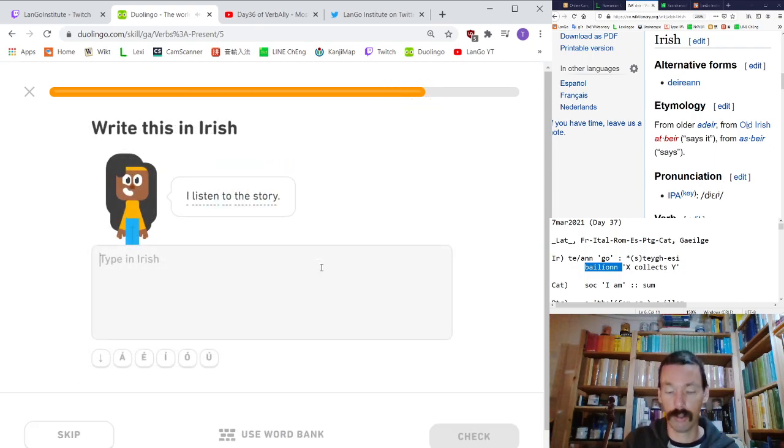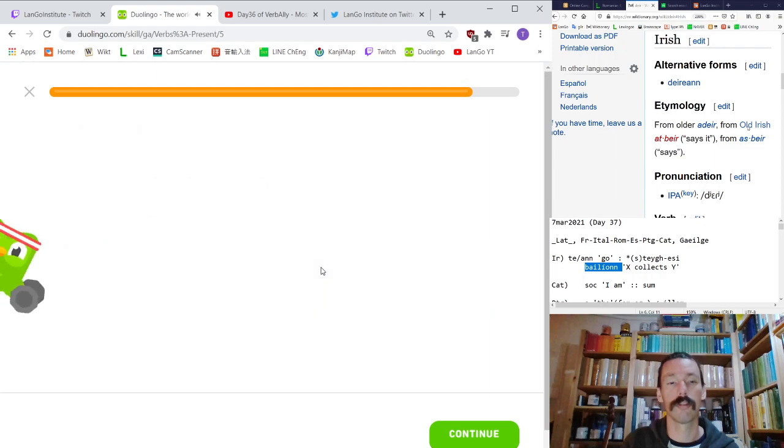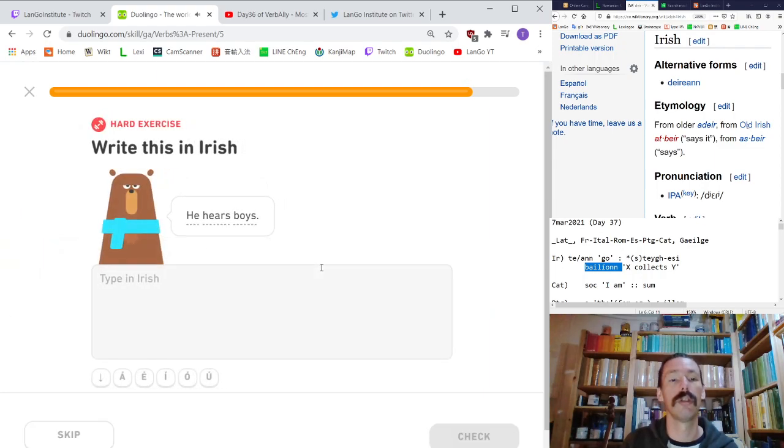I listen to the story. Eishchim. With the story, literally. Lesh and scale. Should be length marked. Okay. He hears boys. The verb, klushen. Shay. Uachali. Uachal would be the singular. Just add E there for plural.